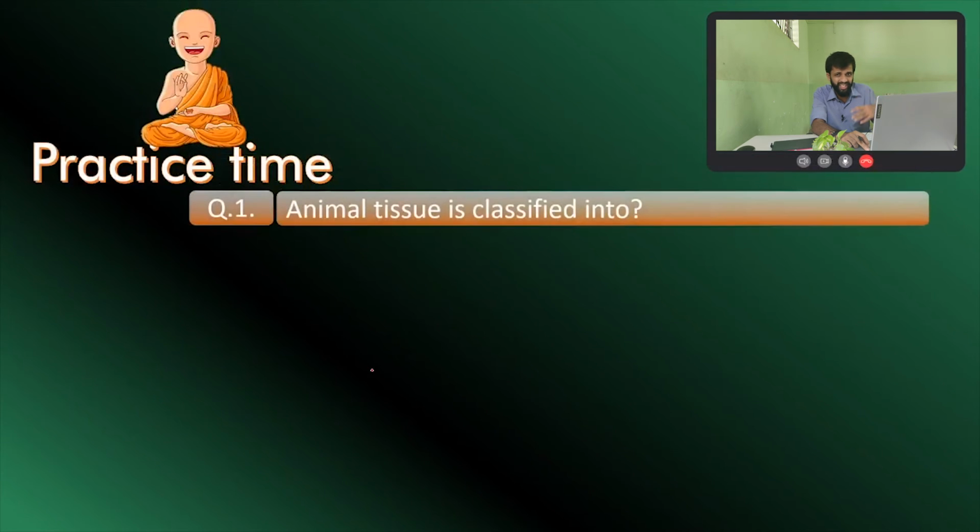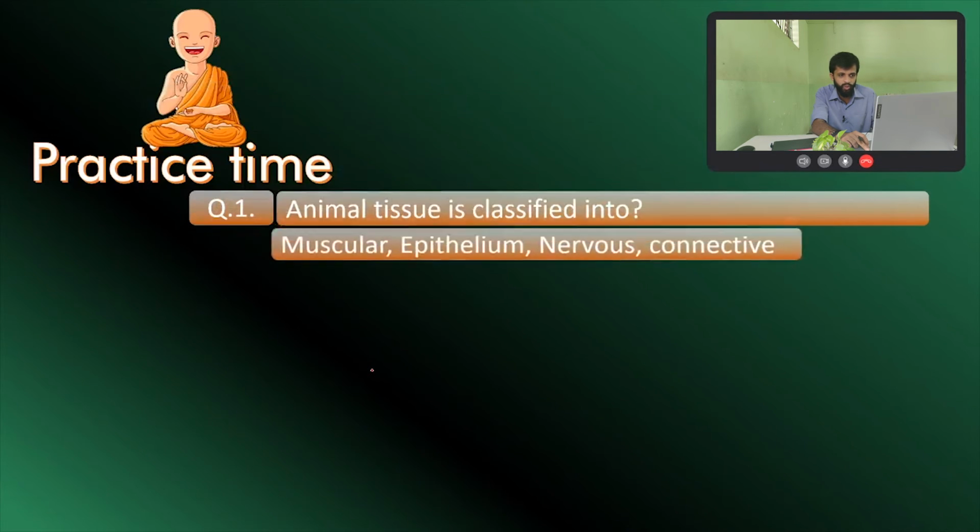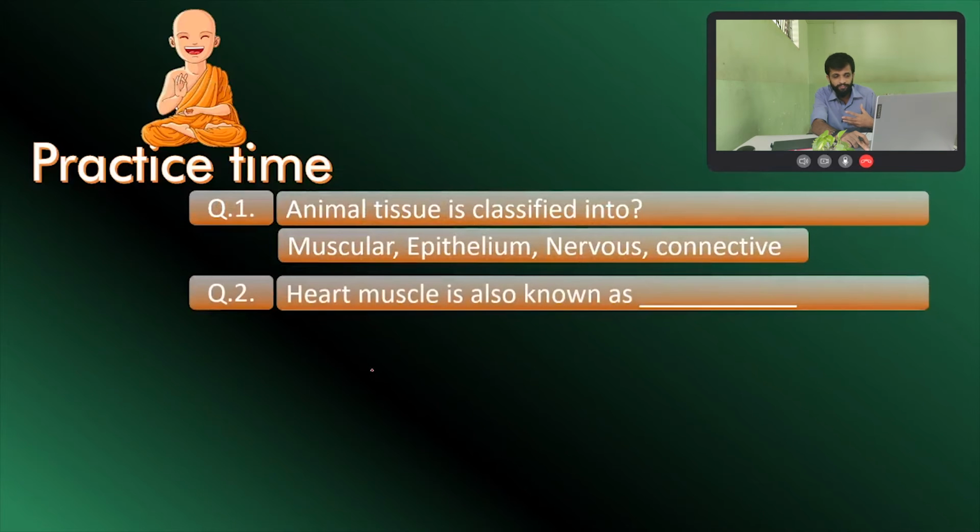Okay, let's take a few questions if you can remember whatever you have learned till now and check. Animal tissue is classified into these four types. Okay, heart muscle is also called as cardiac muscle.